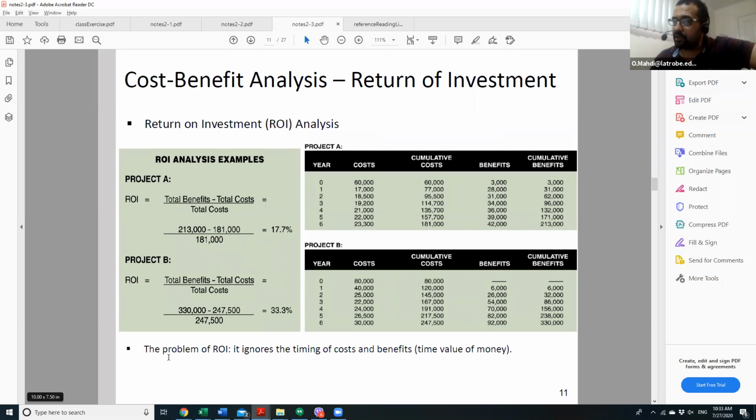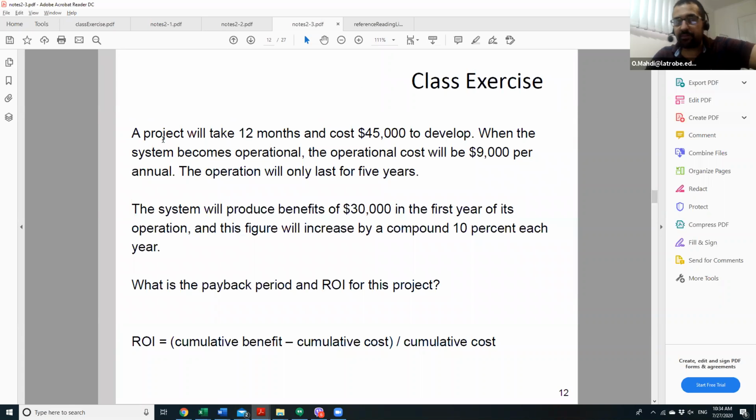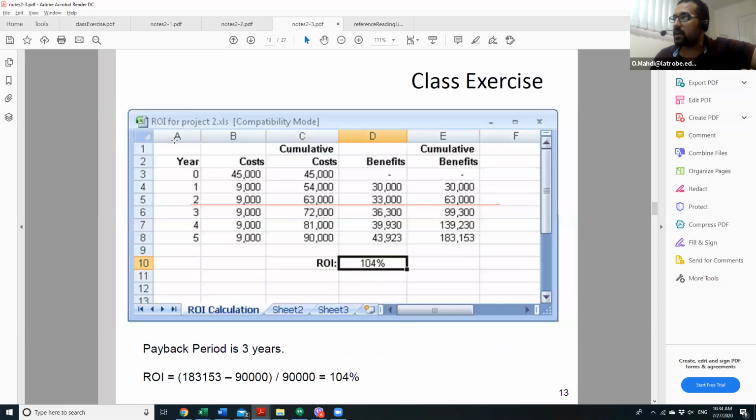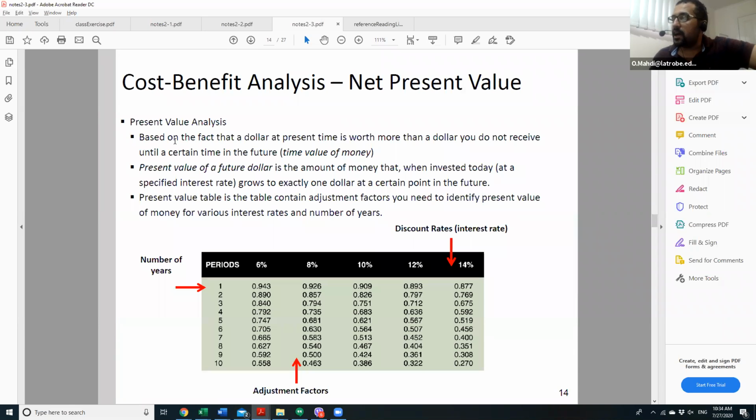Now the problem of ROI is that it ignores the timing of costs and the benefits. So for this reason, we're going to move to something called net present value. Okay, net present value.